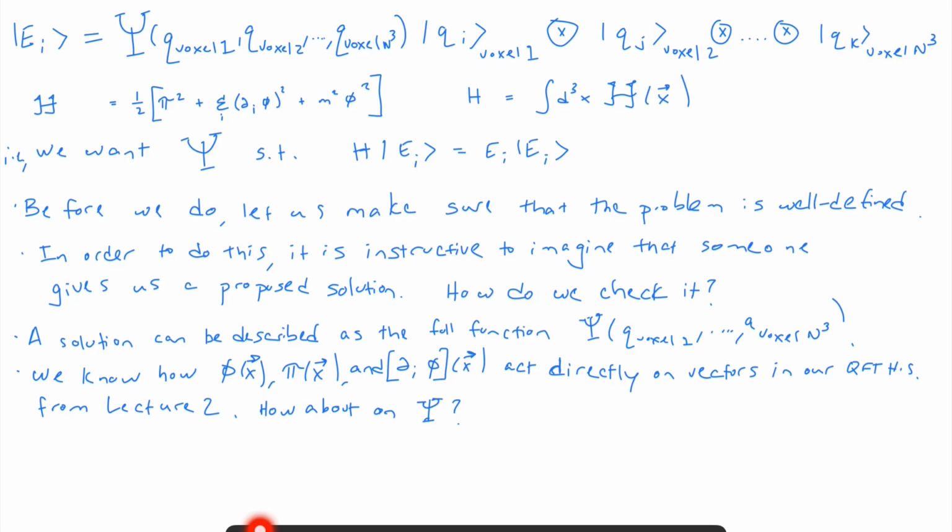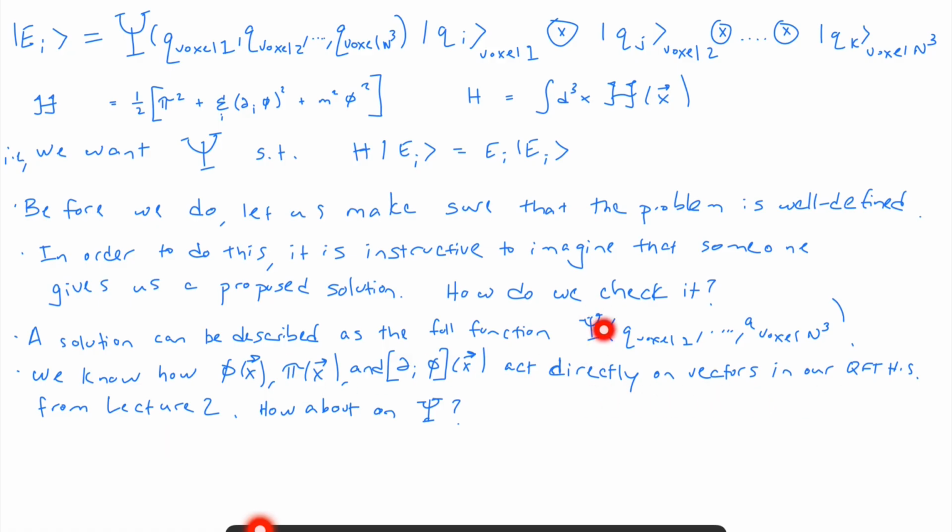How do we check it? It's always a good way to know that the problem is well defined if you can check what the proposed answer is. Well, a solution can just be described as the full function psi. This is a massive wave function of all these multivariables. And we know how phi, pi, and the partial derivative act on vectors in our QFT Hilbert space.